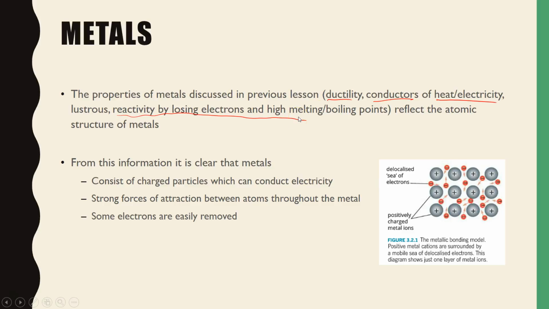So the properties of metals were discussed: ductility, conductors of heat and electricity, lustrous, and reactivity by losing electrons, as well as high melting and boiling points. And this reflects the atomic structure of metals. From all of these properties, it's clear that metals consist of charged particles that can conduct electricity. They have strong forces of attraction between their atoms, which explains why they have high melting and boiling points, because you need a lot of energy to break apart the bonds.